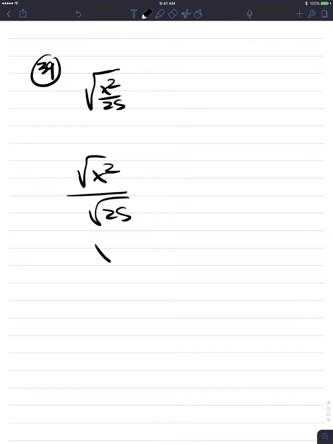Number 39. The square root of a quotient. Let's do it over here. The square root of a quotient is quotient of square roots. The square root of x squared is x, and the square root of 25 is 5. You are done.